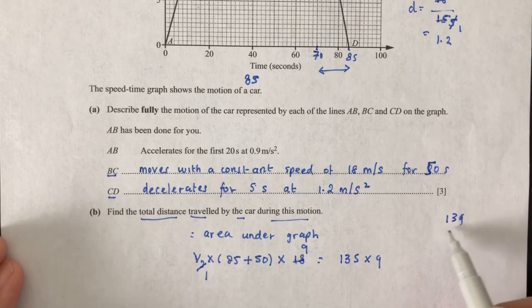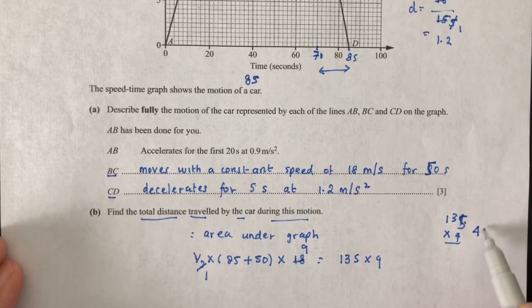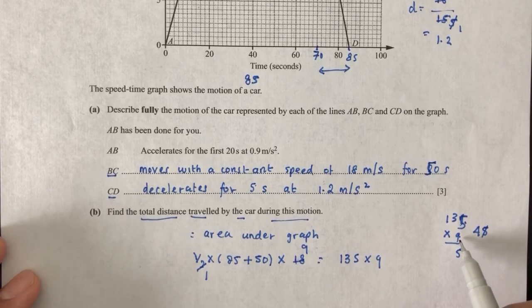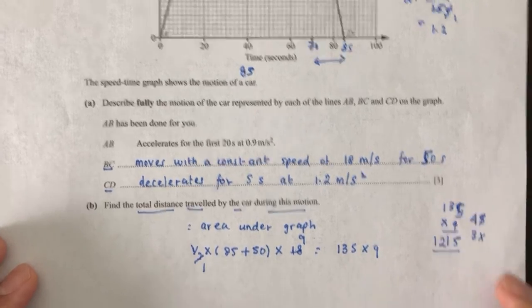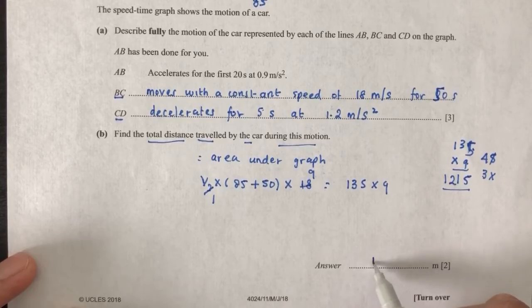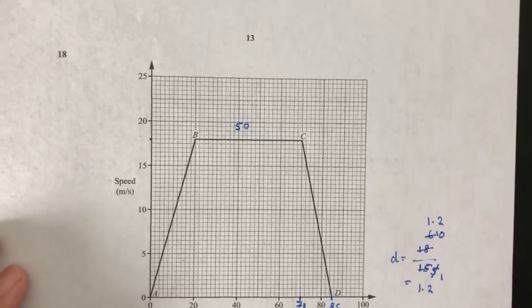So let's do that. Times 9, so 5 times 9 is 45. 3 times 9 is 27, plus 4 is 31. 1 times 9 is 9, 9 plus 3 is 12. So that will be the distance traveled during this motion. And that was question number 18.